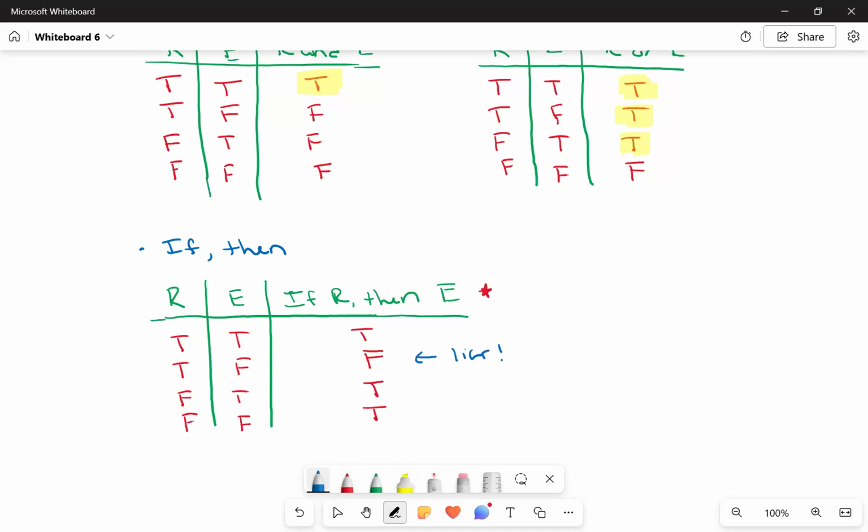When I think about it, it makes sense, because I'm saying if I pay the rent, then I pay the electricity. The only time that statement is going to be false is if I happen to not pay the electricity when I paid the rent. And that's the problem with it. So that's the if-then format.